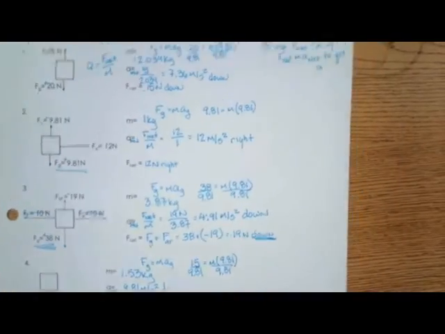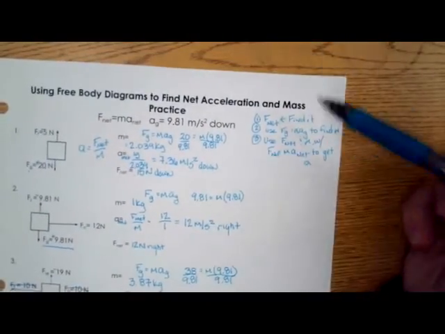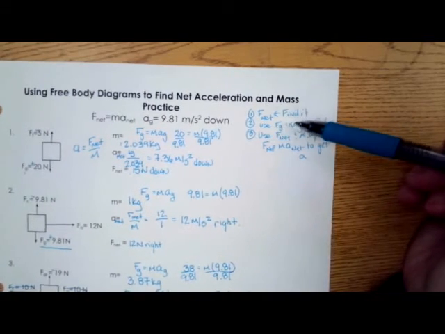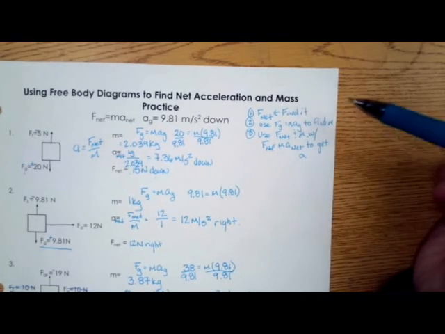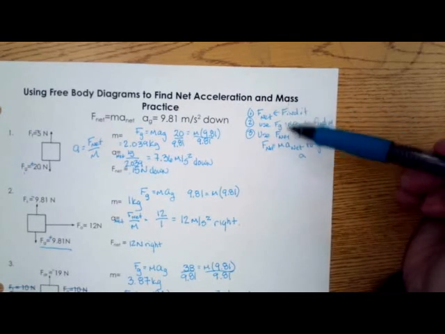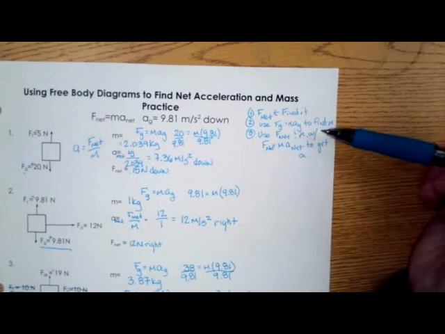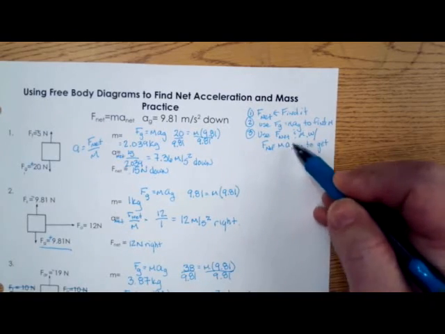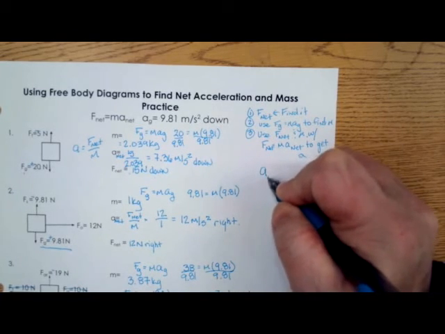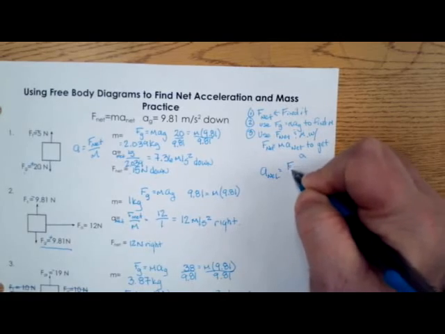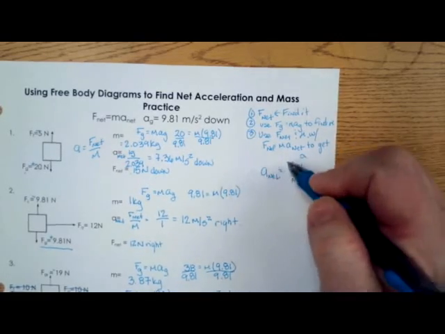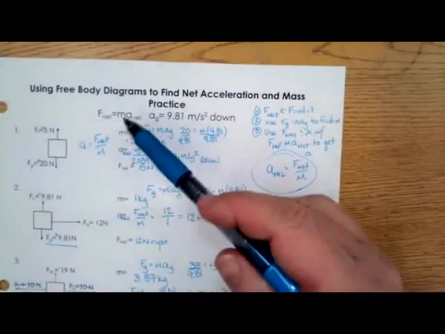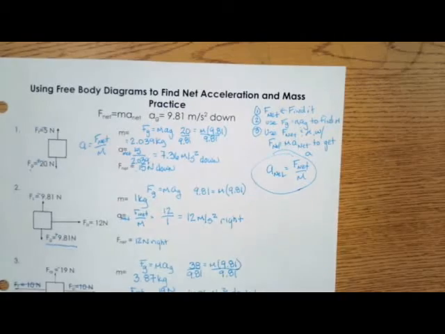Just wanted to review with you our steps that we commonly use. You find the net force first, then you find the mass using Fg equals mag, and then you're going to use both of those two, the Fnet and the mass, to get the acceleration using Fnet equals mass times the acceleration net, or you could use acceleration net equals Fnet divided by the mass. If this one is easier for you to use, great. If you can't remember that, you got the FMA formula, so you can manipulate that.